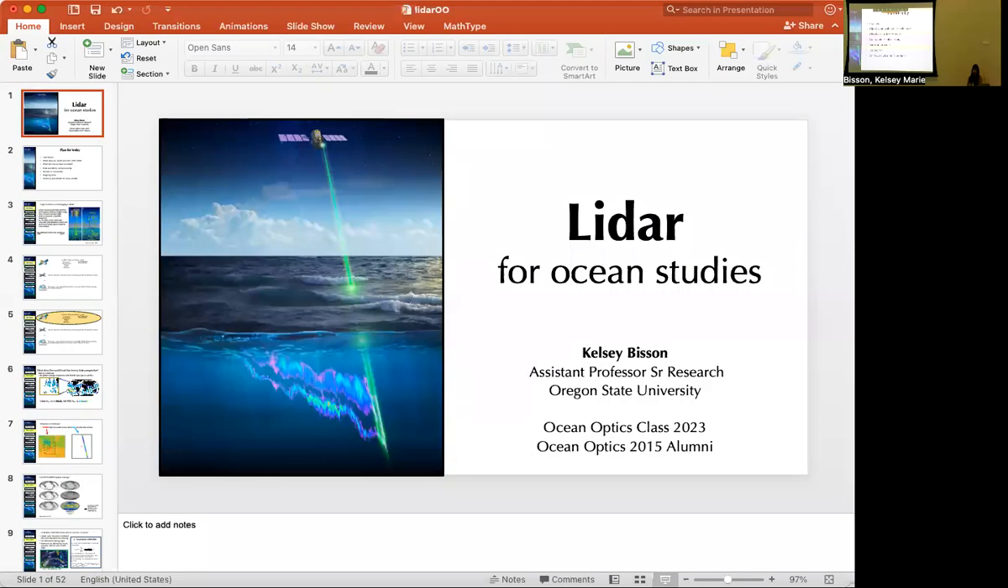Shy of an hour, so I really wanted to highlight a few different things to demonstrate and hopefully excite anybody who's interested in LIDAR to have a general sense for the basics and how it's done, as well as some comparisons with ocean color.